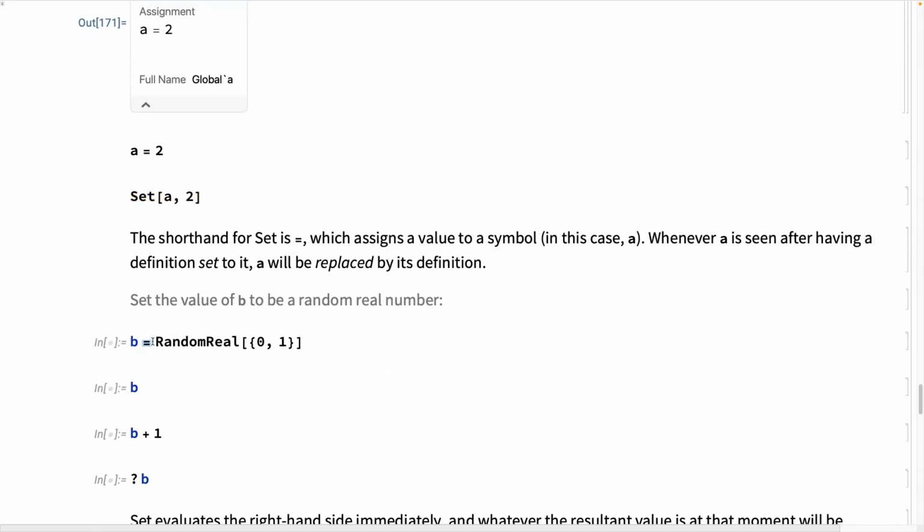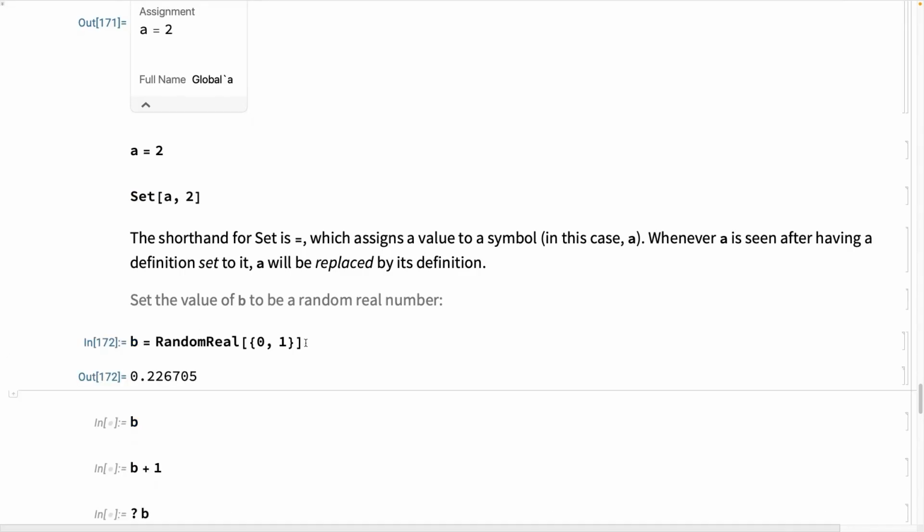Suppose I use Set, that is the equal sign, to set b equal to a random real number between 0 and 1. If I then evaluate b here, notice that it's this.